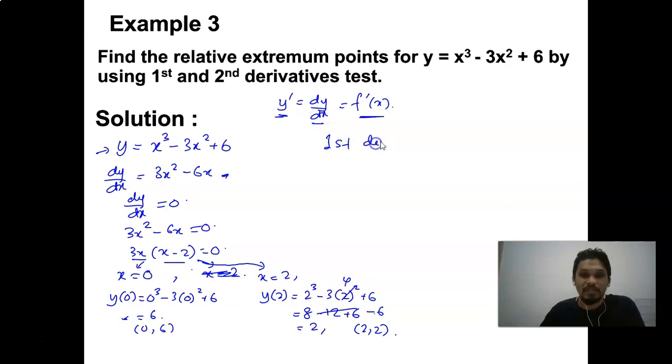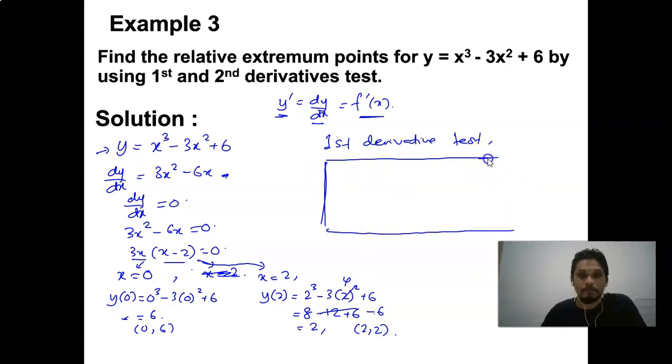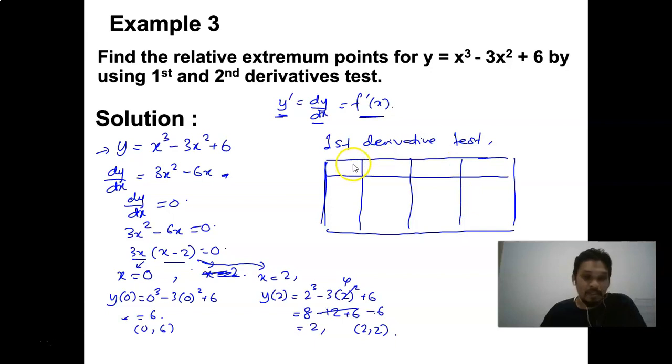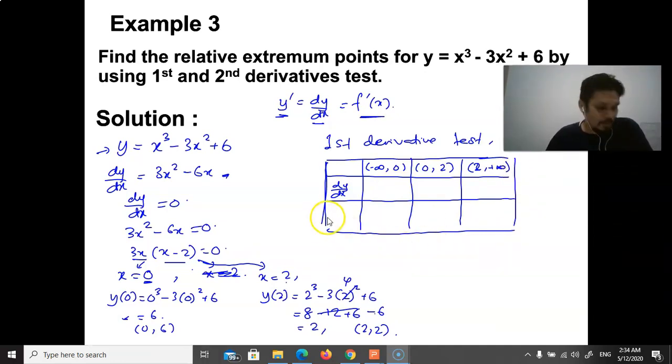Using the first derivative test, if I divide it into 3 parts here: negative infinity until 0, where x equals 0, then 0 until 2, and 2 to positive infinity. So then this is dy/dx, and also f(x).